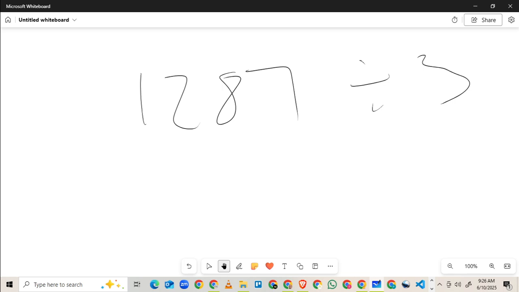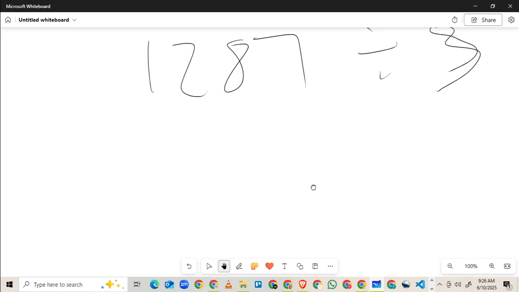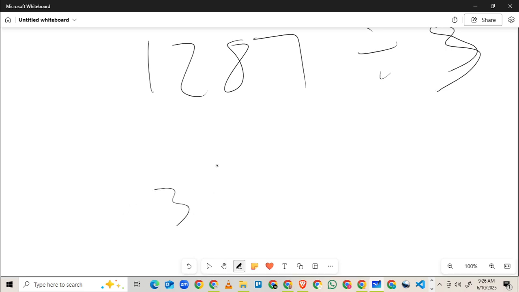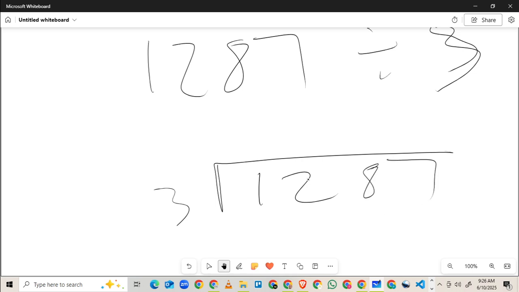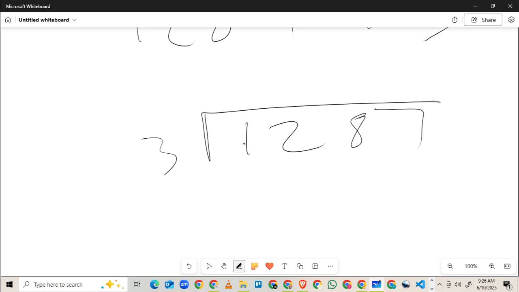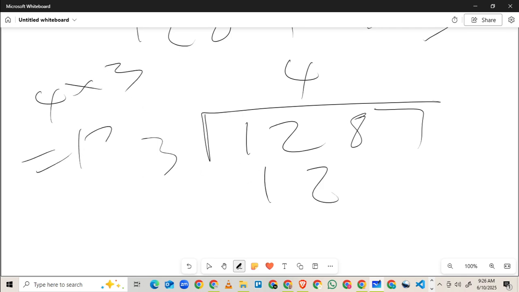We've got 1287 divided by 3, right? Okay, that's a 3, guys, sorry. Okay, now we're gonna say, how many times does 3 go into 1287? Okay, as you can see, 3 doesn't go into 1, it goes into 12. So it goes into 12 4 times. So we're gonna say 4 times 3 is 12.